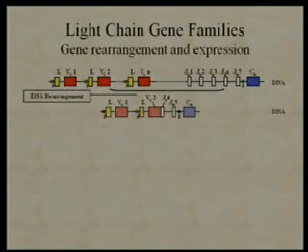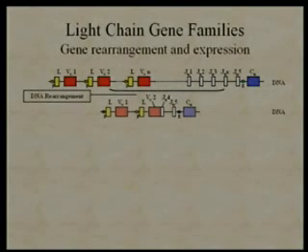This is a recombination event that occurs. And what happens is all this DNA in between here gets deleted and is removed, so that we now bring V kappa 2 in our example now immediately adjacent to J kappa 4.